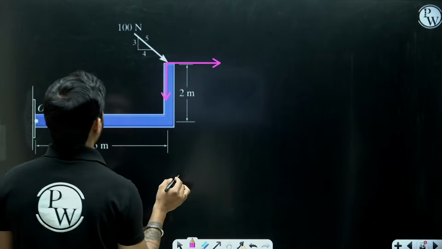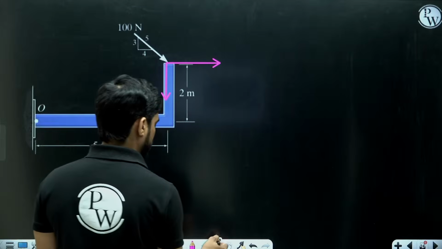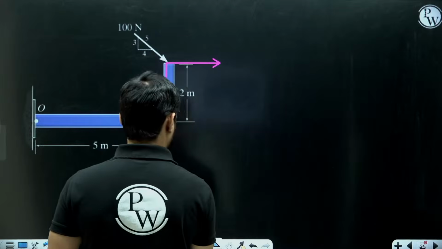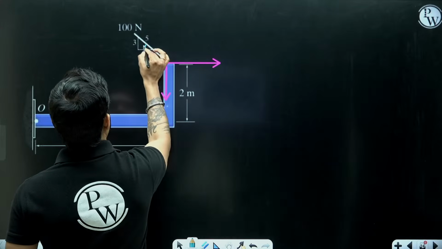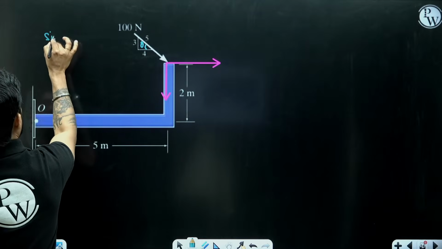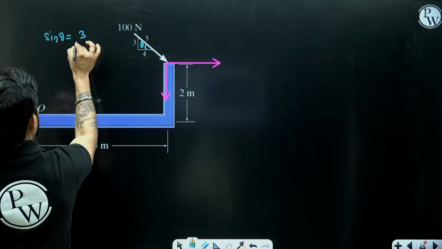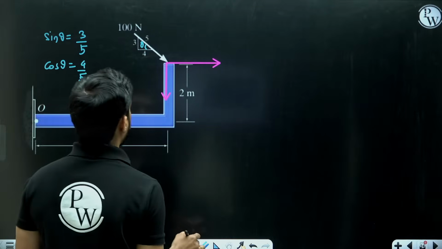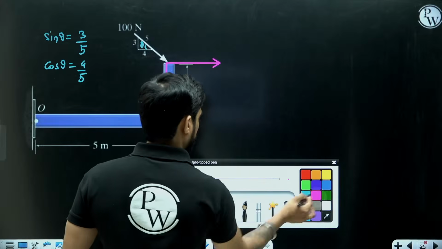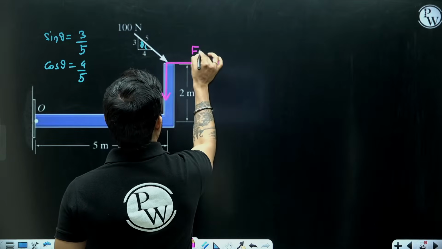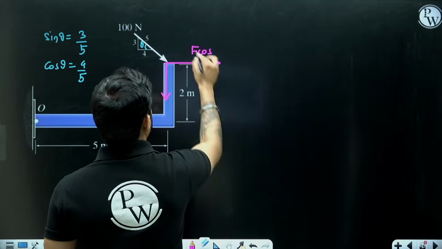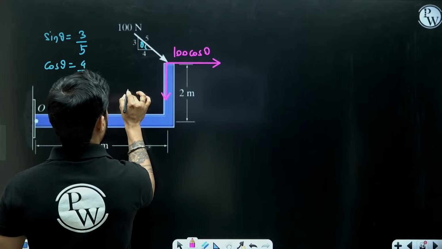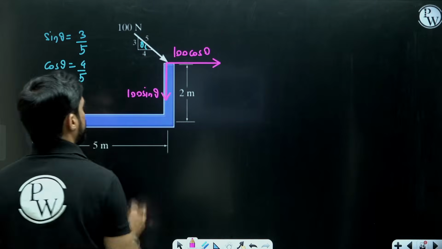Now let's say the force is making angle theta with horizontal. Again we have these triangles. So if this is the angle theta, you know that sine theta will be 3 by 5, cos theta will be 4 by 5, right? So this one is making the angle, so it will be 100 cos theta, and this one will be 100 sine theta.